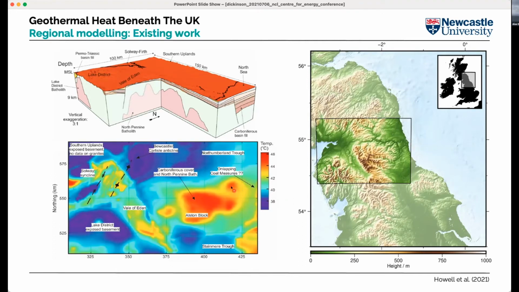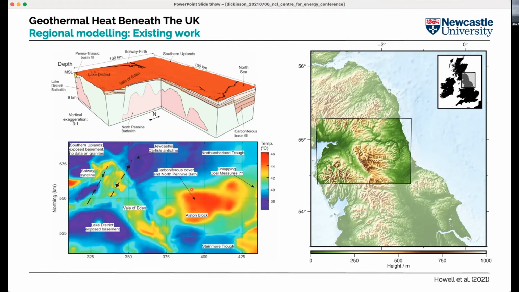And it's picking up the broad features quite nicely that you can see to some extent in the borehole data. So this red blob here is to do with sediments overlaying some of the granite, and these act as a blanket to trap some of the heat from the granite.